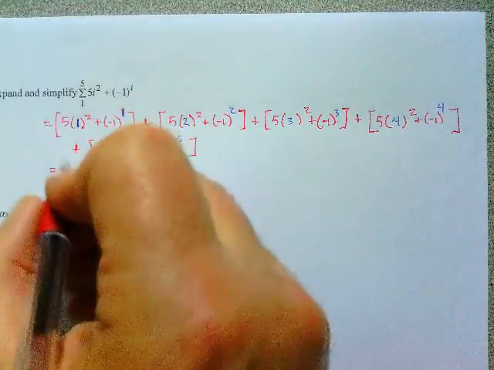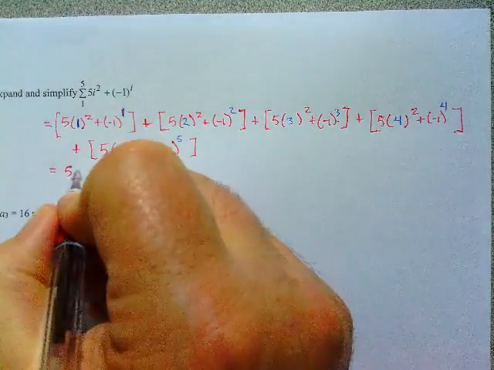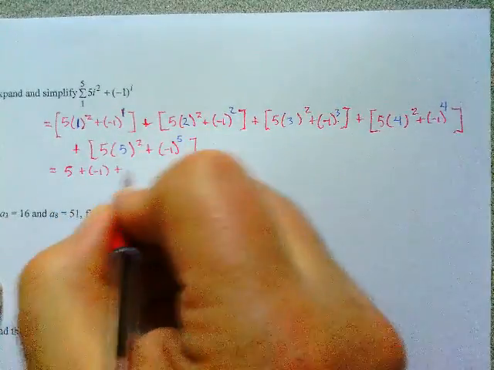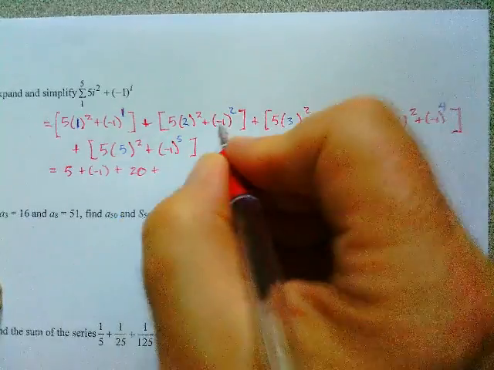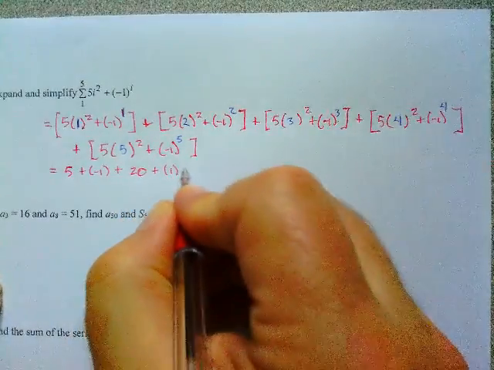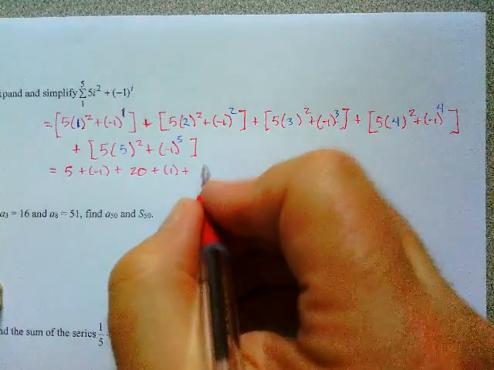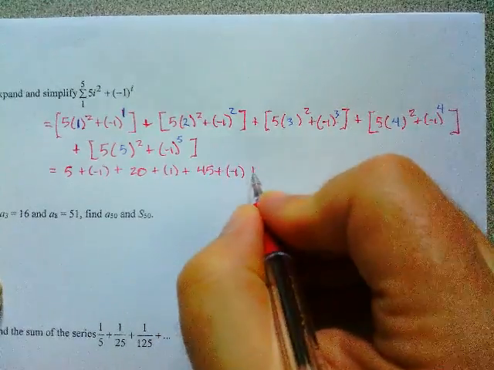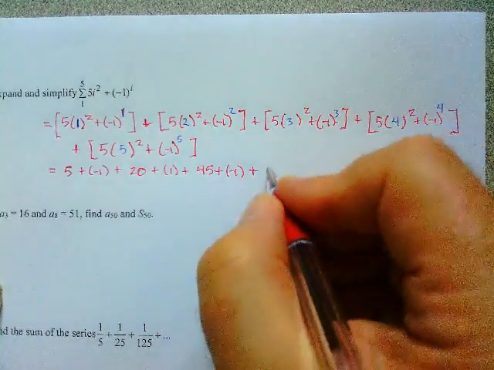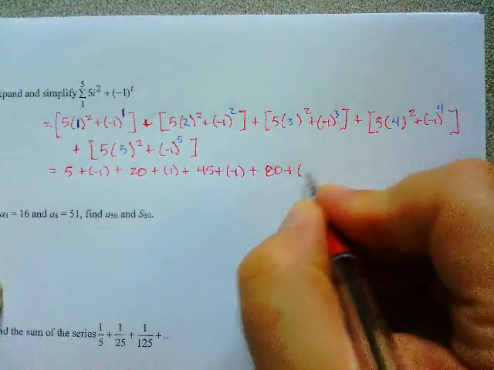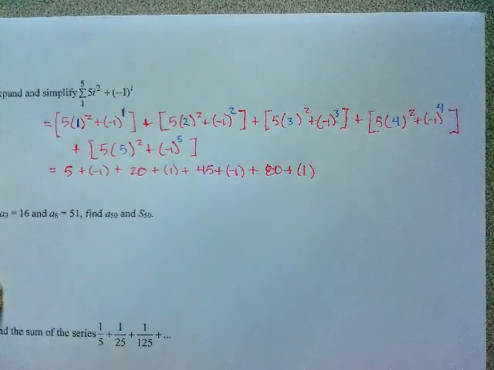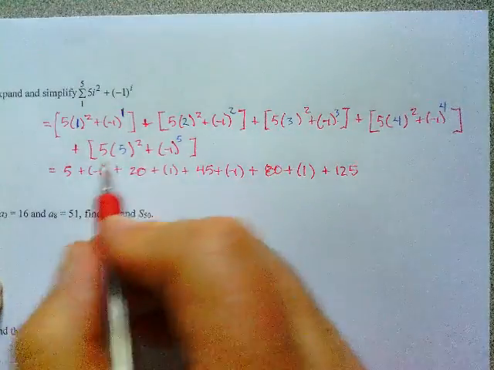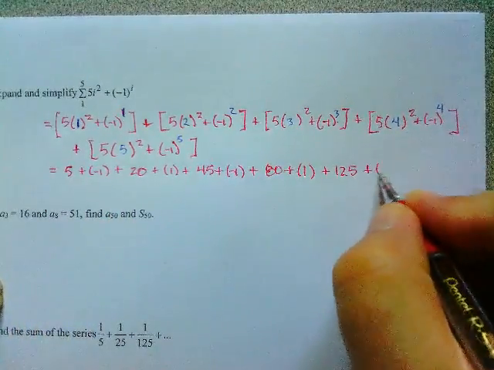So we're going to have 5 times 1 plus negative 1 plus, here we got 5 times 4, so that's 20, plus here, negative 1 squared is just a 1, plus 5 times 9, that's 45, plus negative 1 cubed, so that's a negative 1, plus 5 times 16, that's 80, plus 1, because negative 1 to the 4th power turns it positive, and then finally plus 125, 5 times the 25, plus back to a negative 1.